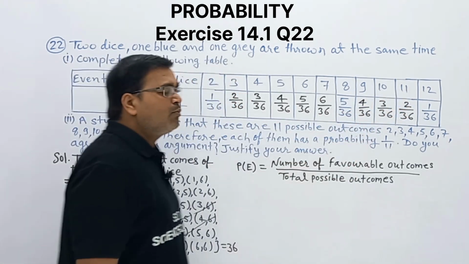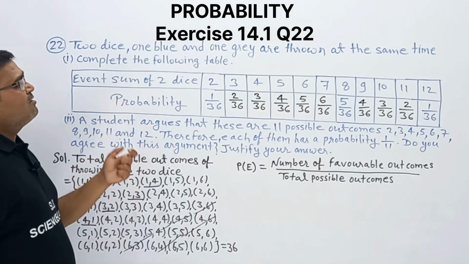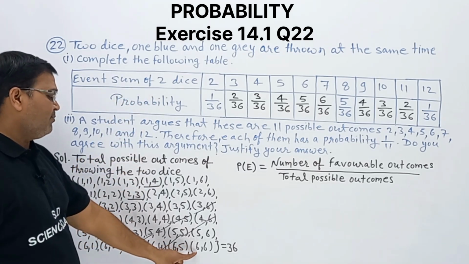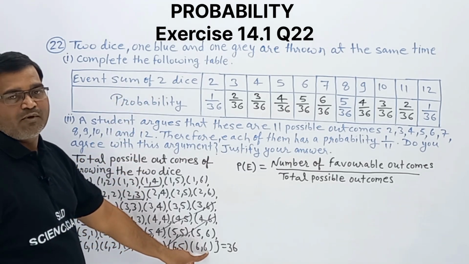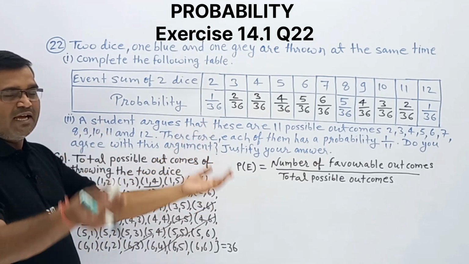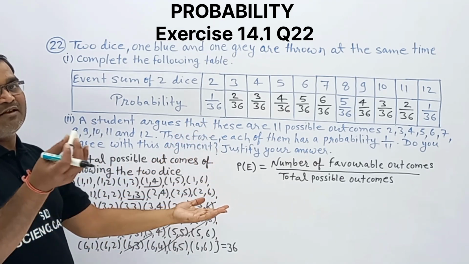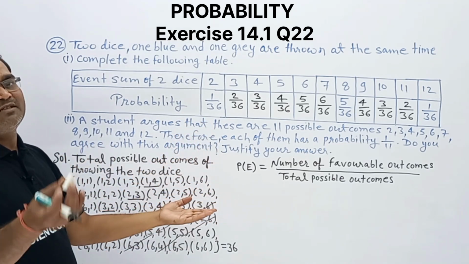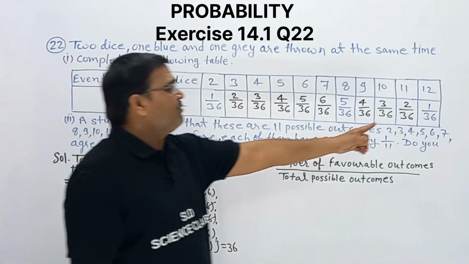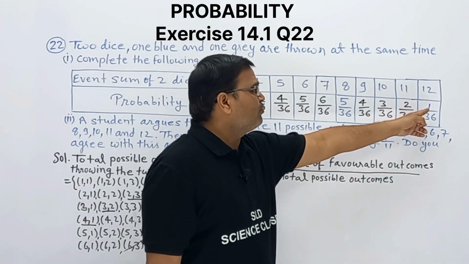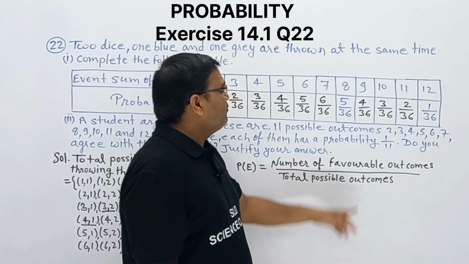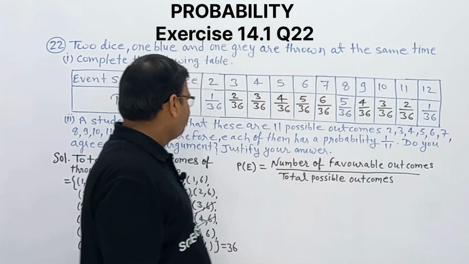Similarly 12, sum of 2 dice 12, only one time. 6 comma 6 outcome we are getting, both dice having 6 face. Then 6 plus 6, 12, only one time. So number of favorable outcomes will be what? 1. 1 upon 36.